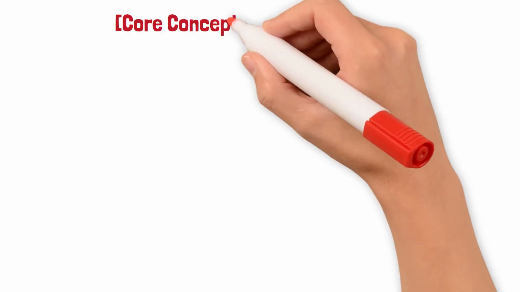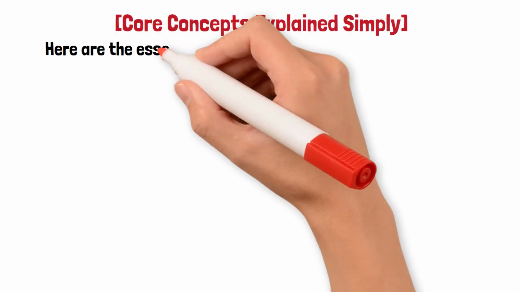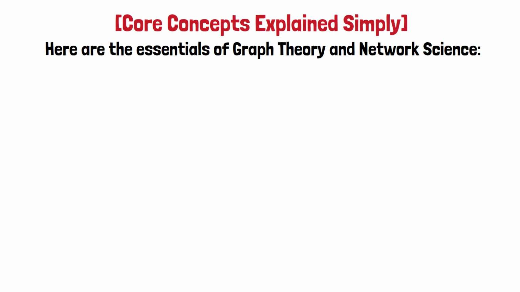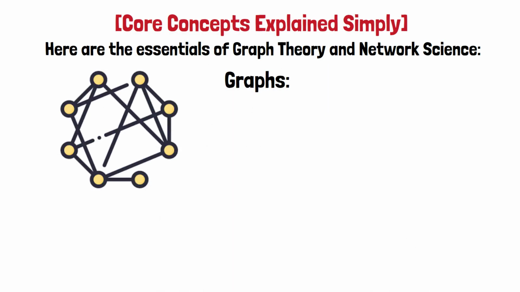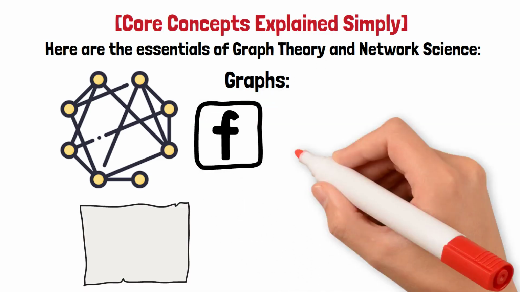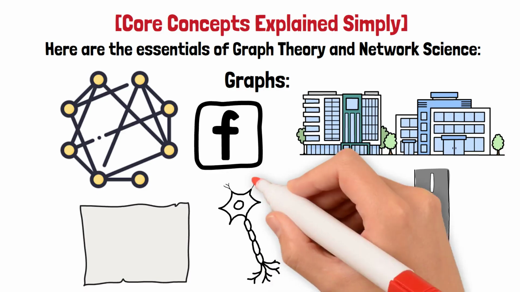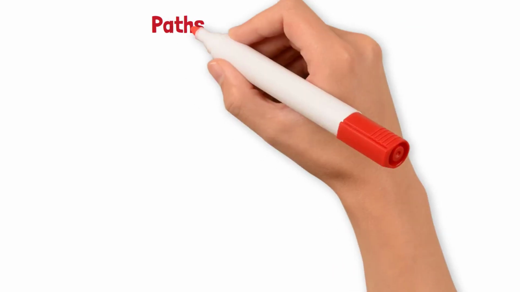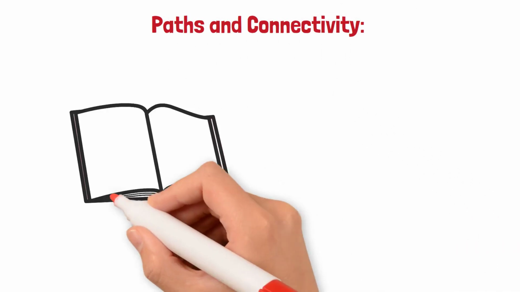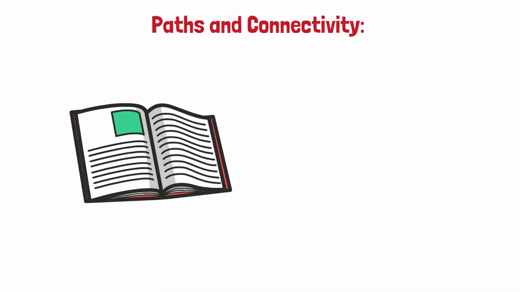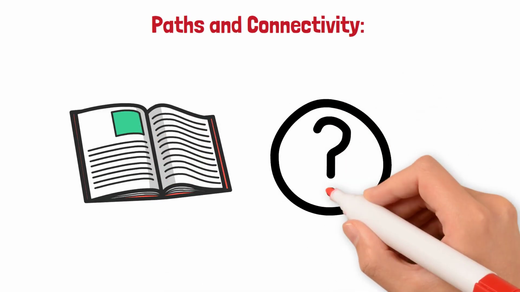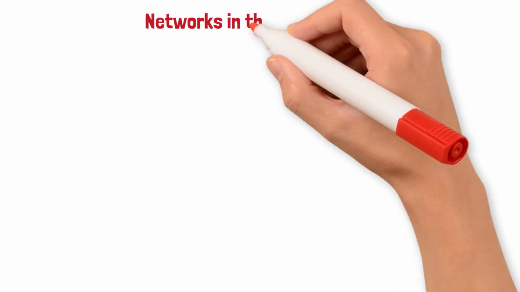Core concepts explained simply. Here are the essentials of graph theory and network science. Graphs. A graph is just a collection of nodes or vertices connected by edges. It could represent friends on a social network, cities connected by roads, or even neurons in your brain. Paths and connectivity. These study how nodes are linked, whether information can flow, and how networks stay connected or break apart.